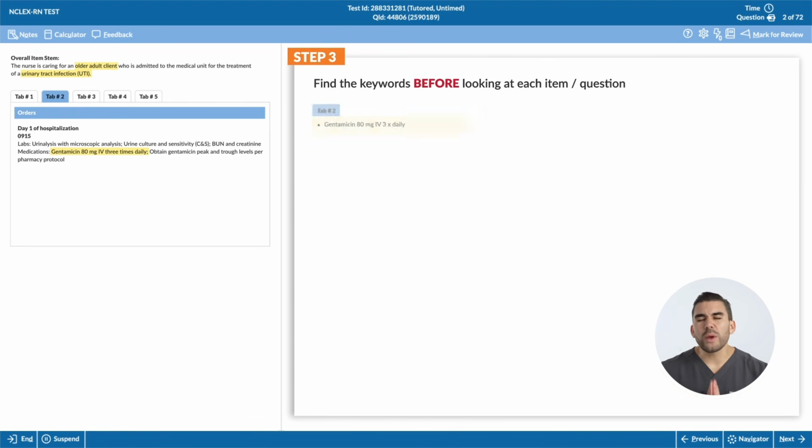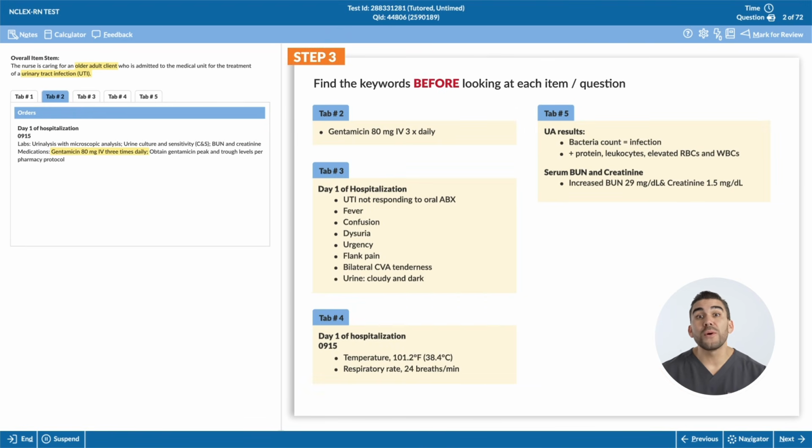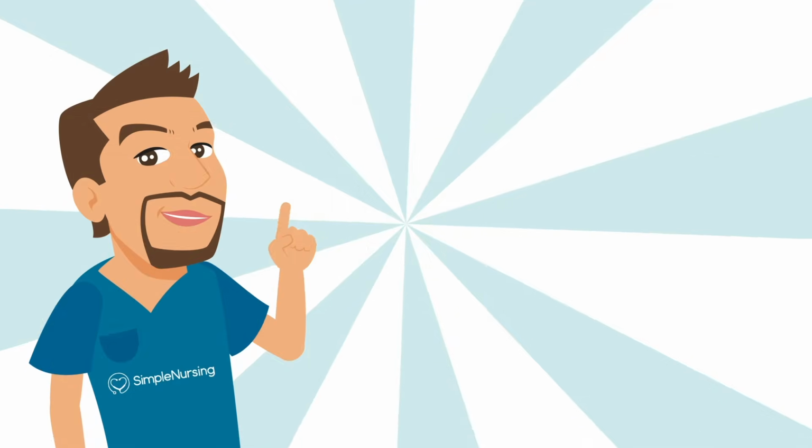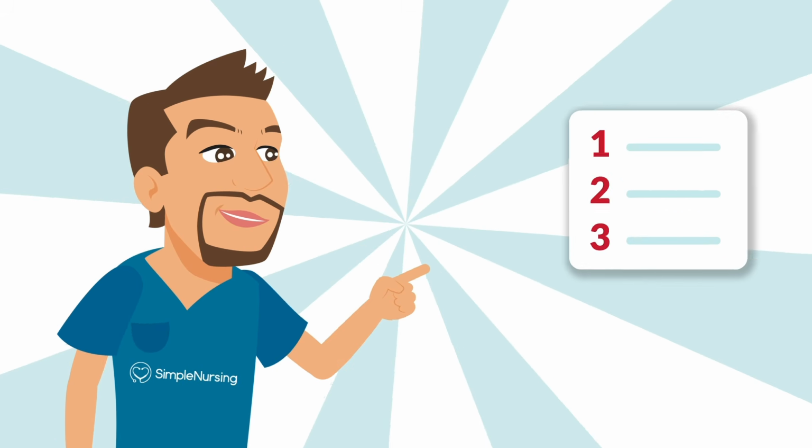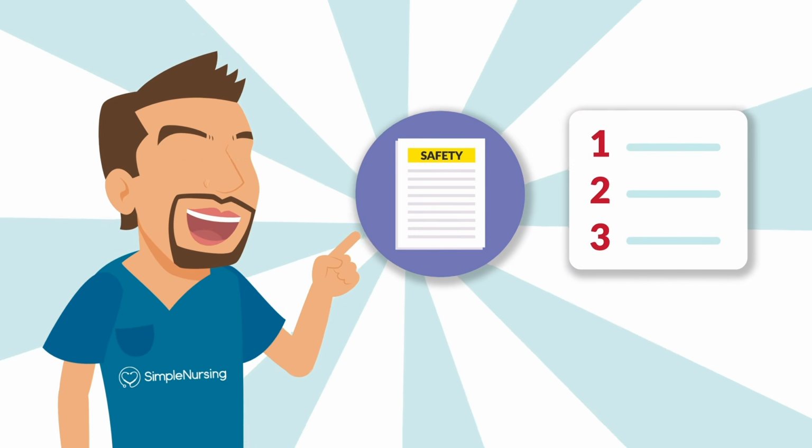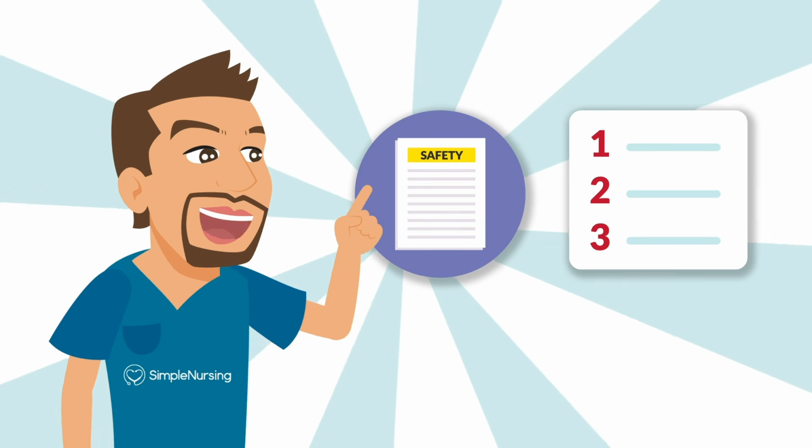Now, step number 3, we always find the keywords before looking at each question or each item. So now that we've found each key term that risks safety, you can now go through each item more confidently when answering the specific questions. So remember, don't be scared, be prepared. Simply find each keyword that risks safety before jumping into the questions.